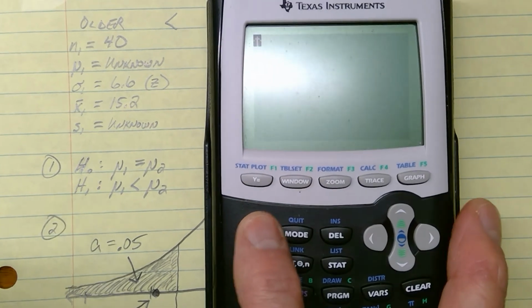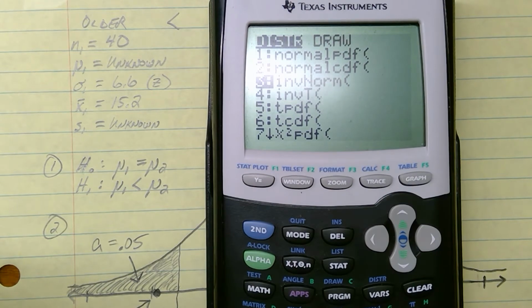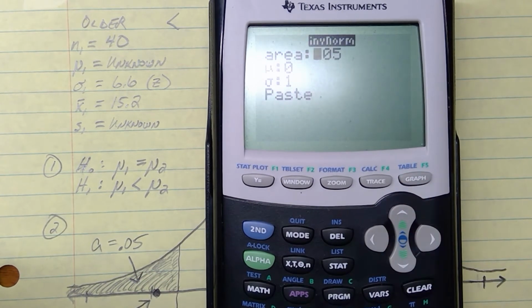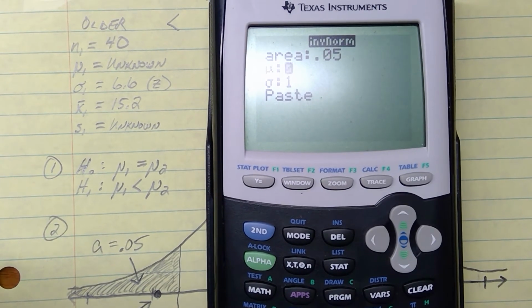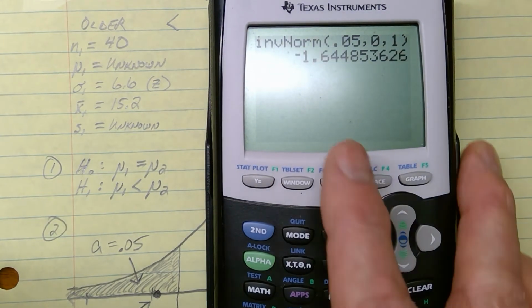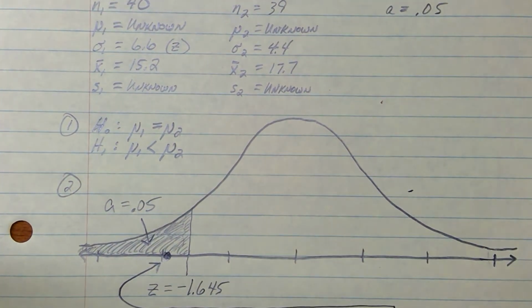second distribution, and you want a backwards normal distribution. Inverse means backwards. You're going to tell it the area, and it's going to work backwards and tell you what the Z number is that produced that area. So it says, what's your area? 5%. What's mu? Well, on a standard normal curve, mu is 0. That's the middle, and you go by ones. So that's always going to be 0 and 1. And then paste it into your regular calculation window, hit enter one more time, and it says negative 1.645 is where I should start shading.